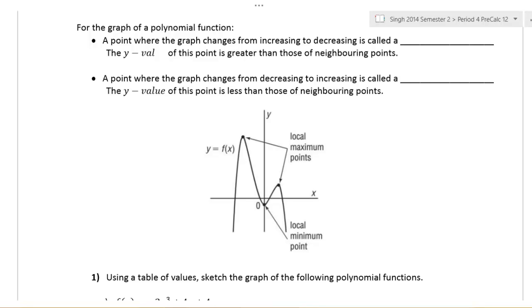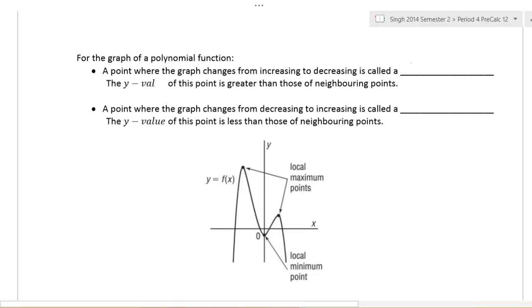For the graph of any polynomial function, a point where the graph changes from increasing to decreasing, those are called our local maximum points. And a point where the graph changes from decreasing back to increasing is called a local minimum point.